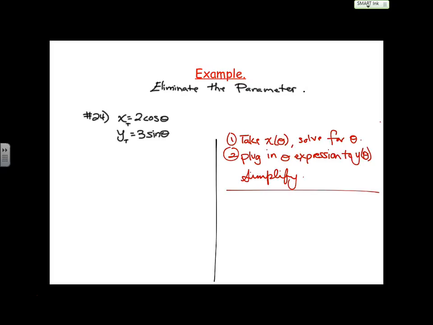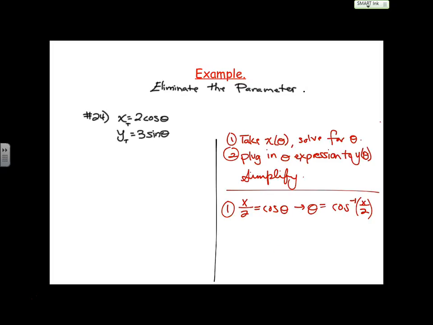Alright, so then we would take the x expression, we would solve for theta. To solve for theta, to get it by itself, I would do x divided by 2, I suppose, equals cosine of theta. So that's like step 1. Solve for theta. Theta is equal to cosine inverse of x over 2. Remember, to undo cosine, cosine inverse.